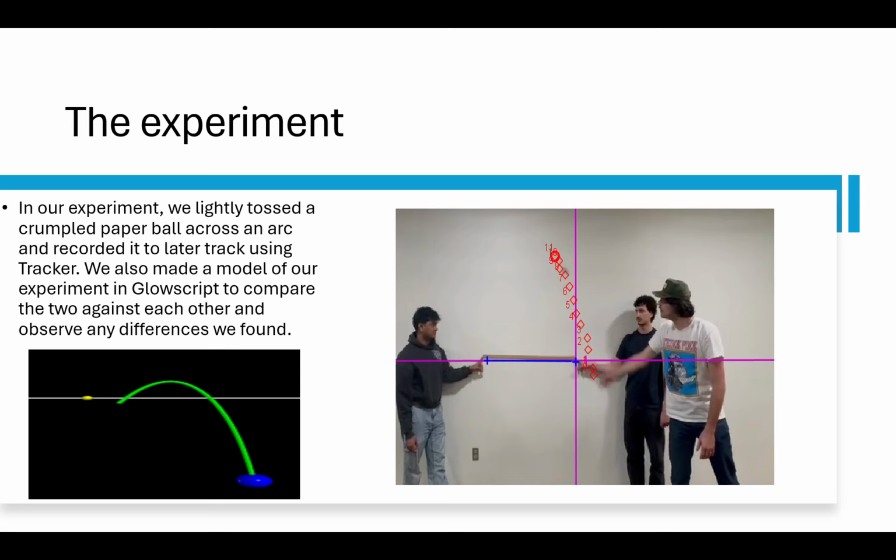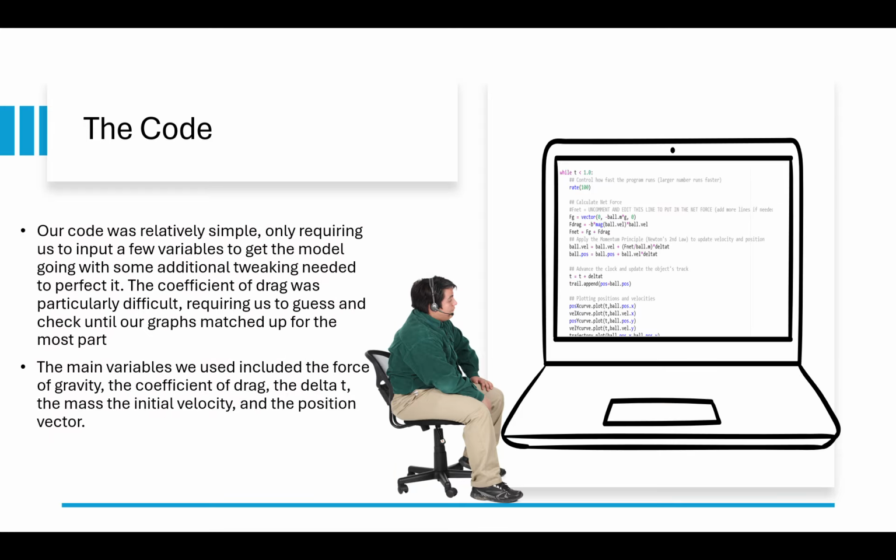In our experiment, we lightly tossed a crumpled paper ball across an arc and recorded it to later track using Tracker. We also made a model of our experiment in GlowScript to compare the two against each other and observe any differences we found. Our code again was relatively simple with the starter code, only requiring us to input a few variables to get the model going, with some additional tweaking needed to perfect it.